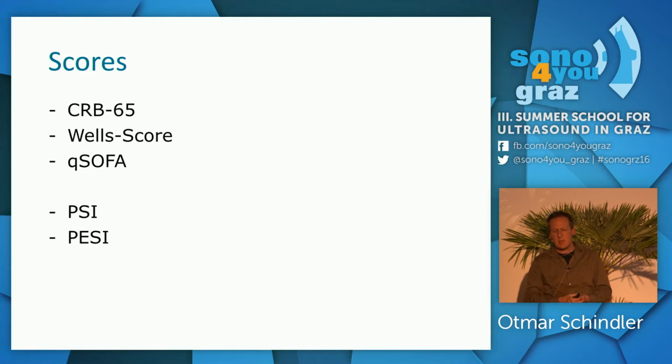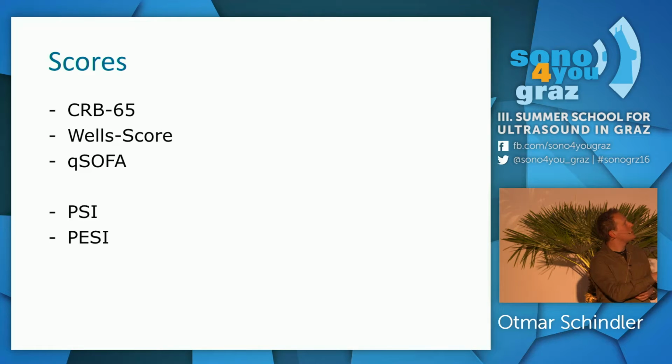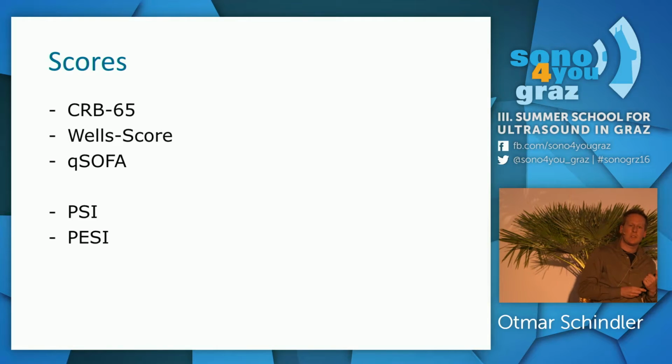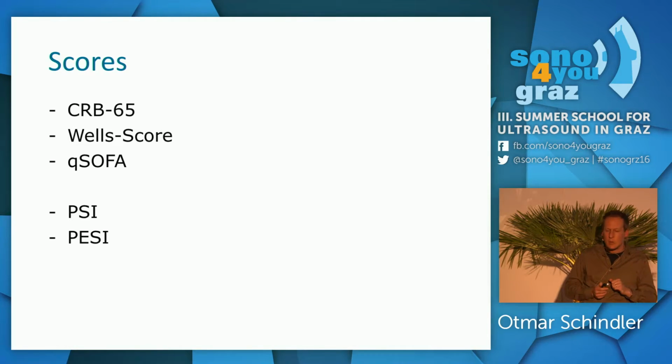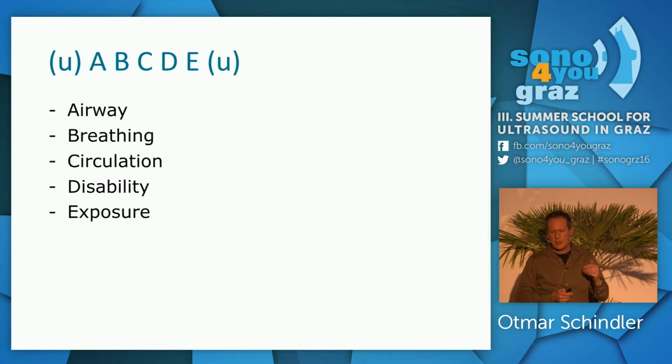There's the Q-SOFA for septic patients, but there's not much more, yeah? The PSI and the PESI are just severity scores, pneumonia severity index and pulmonary embolism severity index. So they're not good to find out what is the reason for the dyspnea, but they are good to find out what to do with the patient, yeah? And then you do what you always do.